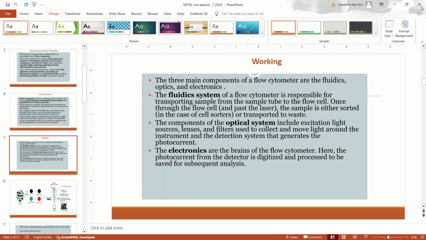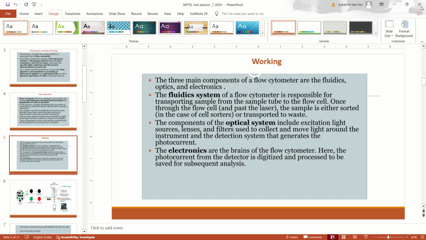If the cell is not fluorescent, or if the cell is not your cell of interest, which you need because you do not tag it, then that cell will go into waste. That is how it will separate it. Whatever you require, you will get in a separate tube or container, and whatever is not required will go into the waste container.